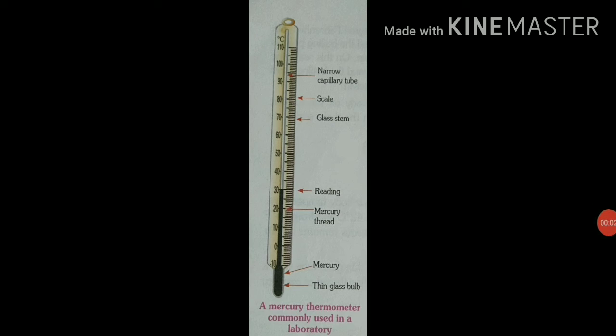Students, the air in the portion of the tube above the mercury is removed by evacuation. Evacuation means discharge of air. So the air which is present above the mercury in the portion of the tube is removed by the process of evacuation, and the upper end of the tube is then sealed. The portion of the capillary tube above the bulb is commonly called the stem.